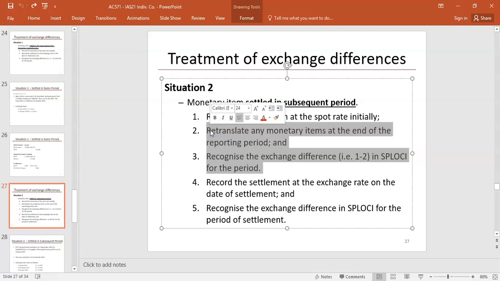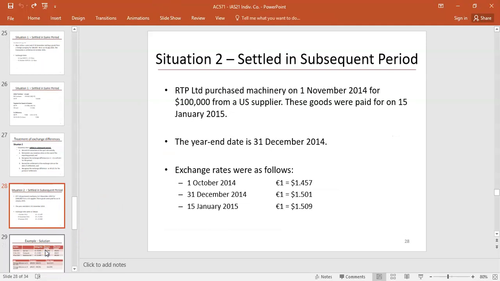Because the transaction straddles 2 accounting periods, IAS 21 says any monetary items must be retranslated at the closing rate at the end of each reporting period. So it is quite repetitive, but it's important to practice these questions because you can get different variations. It could be a loan, it could be a sale and therefore a trade receivable, or it could be a purchase and therefore a trade payable. So take this little example.